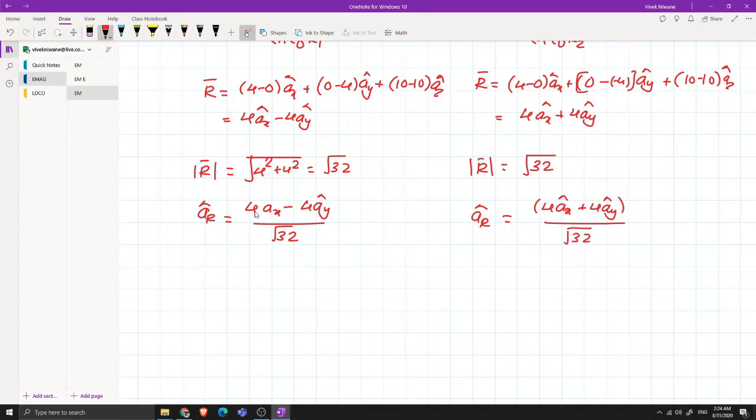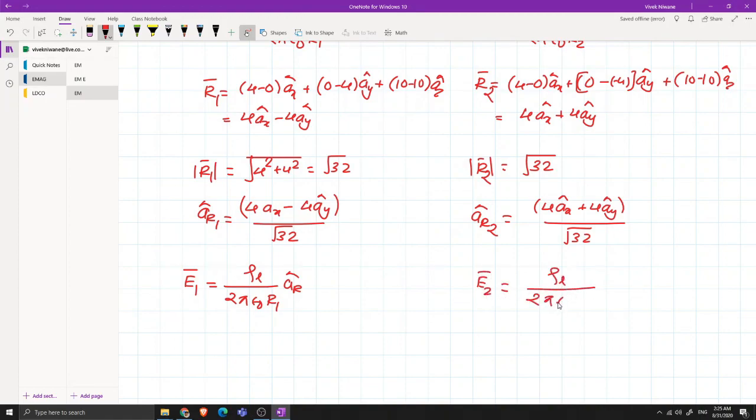Okay, so we can now find the value of E1 bar is equal to rho L upon 2 pi epsilon 0 R1, aR1 cap. And over here E2 is equal to rho L upon 2 pi epsilon 0 R2, aR2 cap. You will have some value over here and another value over here.